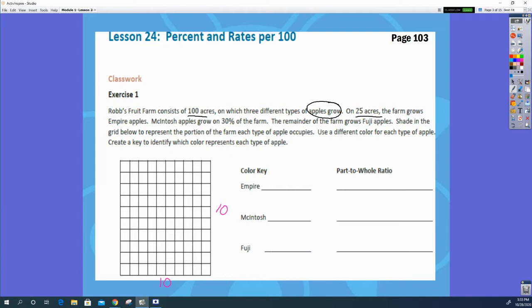So they want me to give a different color to each type of apple. So what I'm going to do is, if you have color pencils or a marker, I'd prefer a color pencil, pause the video and go grab 3 different colors and then come right back and hit play.